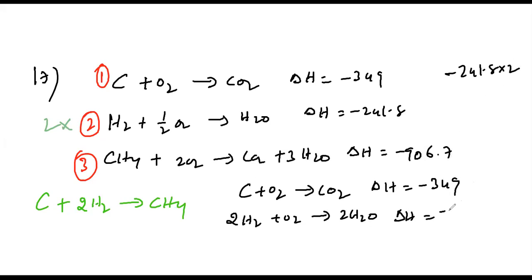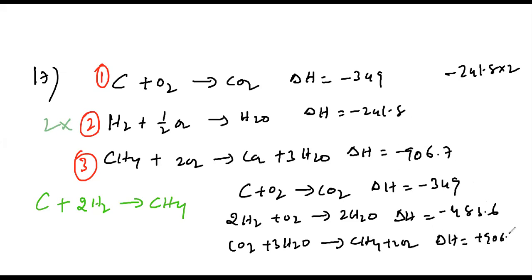So how much are you going to get? It is minus 483.6. And you reverse this equation. If you reverse the third equation, what are you going to get? CO2 plus 3H2O gives rise to CH4 plus 2O2. When you reverse, what happens? The sign is going to change. Delta H is equal to plus 906.7.